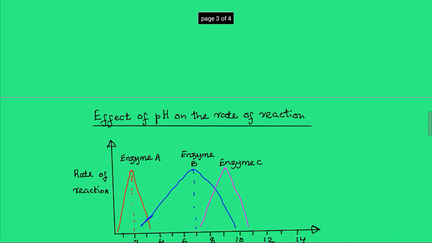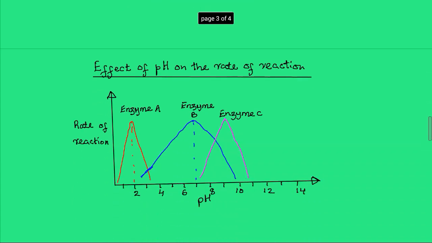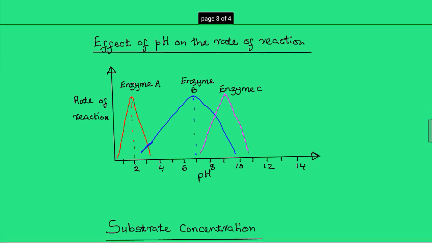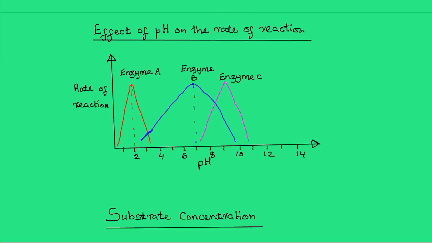The next factor that influences the rate of enzyme controlled reaction is the pH. Every enzyme has an optimum pH because, also being proteins, enzymes are affected by the surrounding pH. So different enzymes will have different optimum pH, which produces the highest rate of reaction.